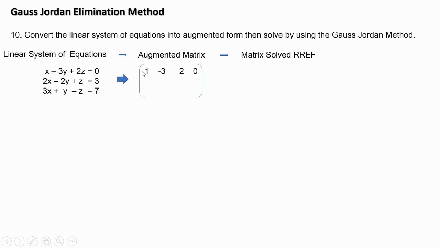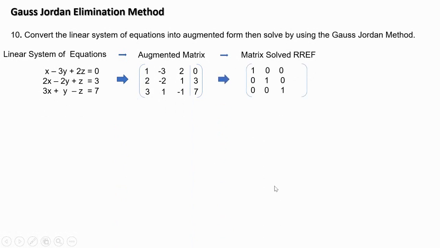You see, we have 1 for x, we have -3 for y, we get 2 for z, and we get 0 for the constant. And in a similar fashion, this is my equation 2, and this is my equation 3. I only get the coefficients. This is considered row 1, row 2, and row 3, which I'm going to tell you about later.